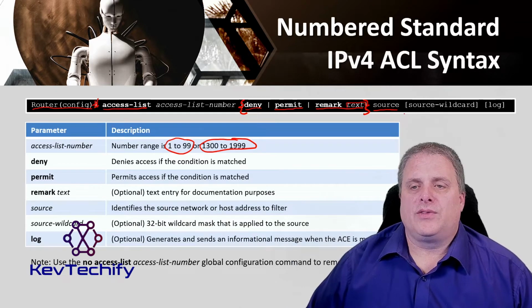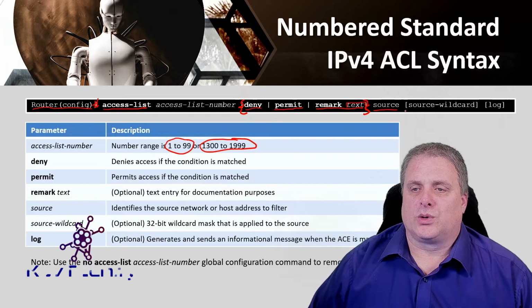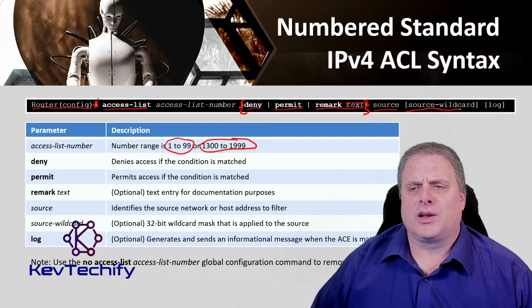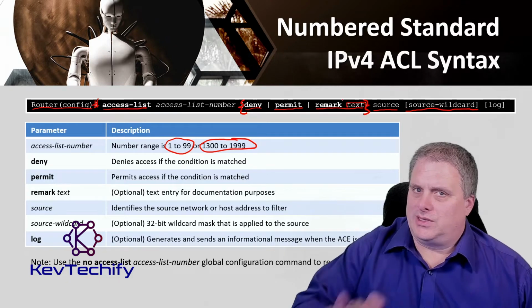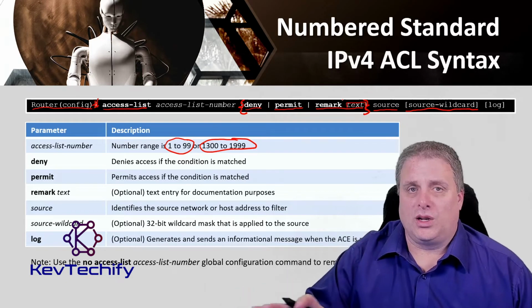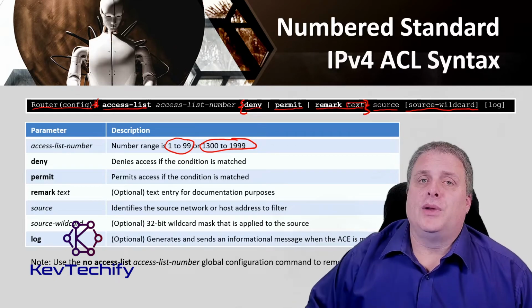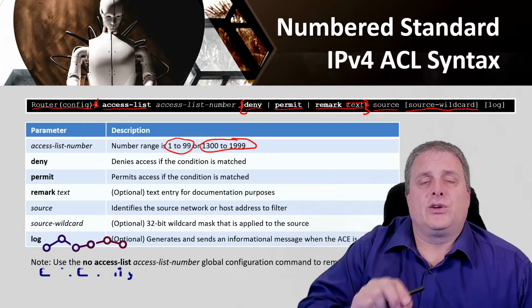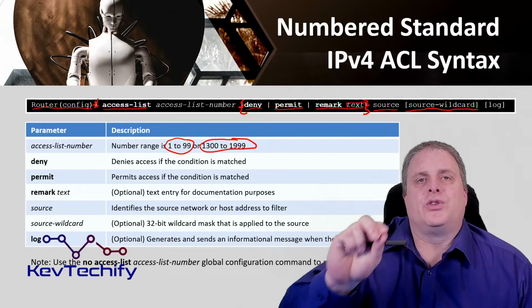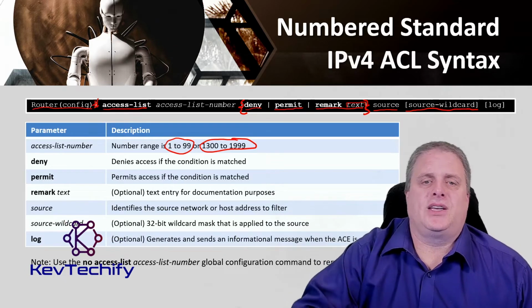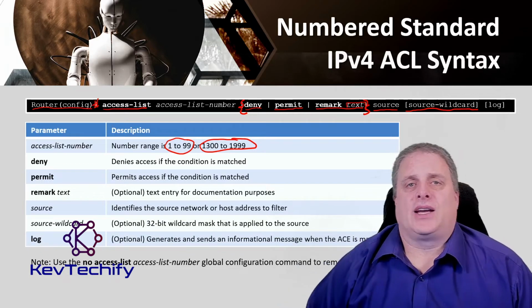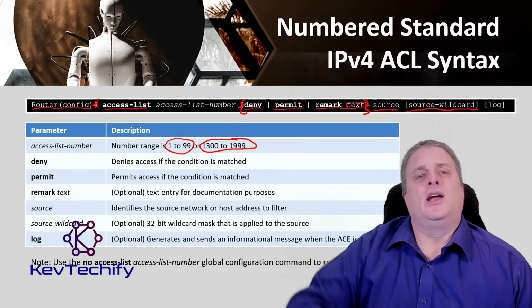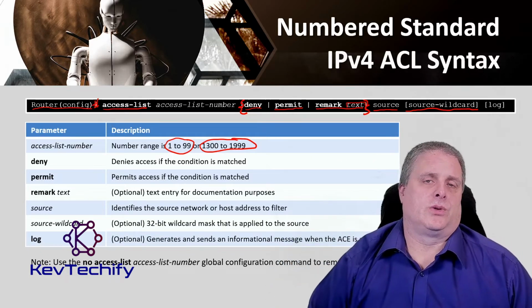You don't have to specify that source wildcard, but I highly recommend it. That way you know what you're looking for. And once again, the wildcard is zeros followed by ones typically. It can be intermixed, but where the zeros are, that means we are going to compare those digits. If all the zeros match, then we're going to apply this access control entry. If not, we're going to go down to the next access control entry.